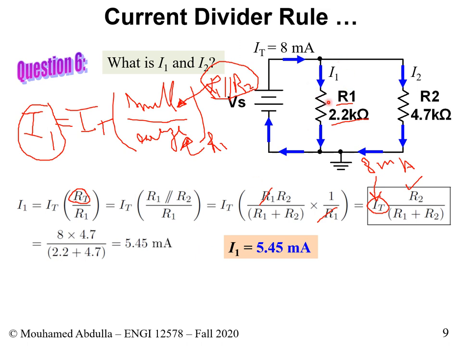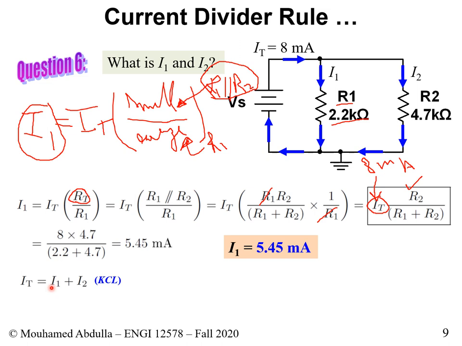So that's great. The next thing that we need to do is figure out what is I2. For I2, we could also use the current divider rule, but it would be working too hard for not a lot of benefit. I mean, it has the benefit of finding the answer, but why should we work hard? Let's work smart. In that case, we simply use KCL. We know that the total current will equal I1 plus I2. So from KCL, total current is equal to I1 plus I2.